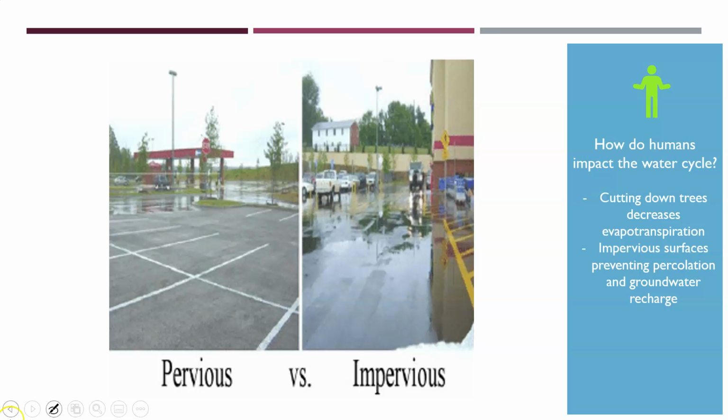So if you see here, pervious allows the water to go through, versus the impervious, where the water just sits there on the surface and doesn't allow it to cycle back in through our water cycle.